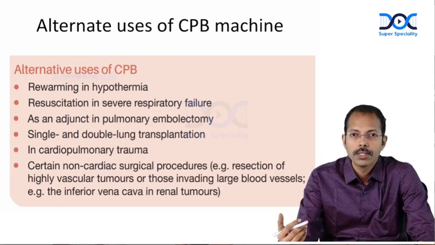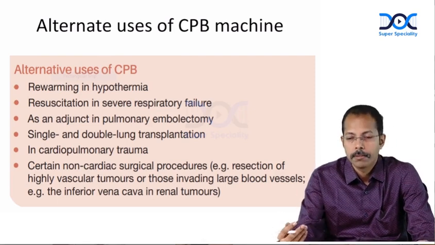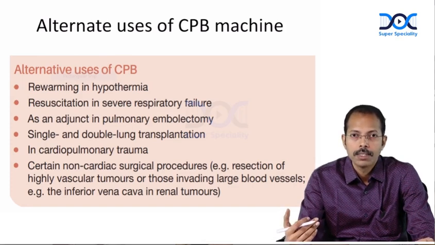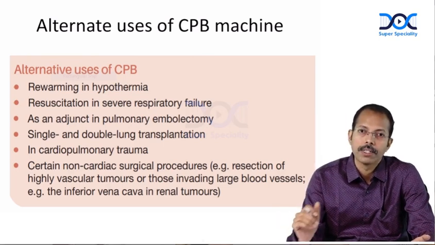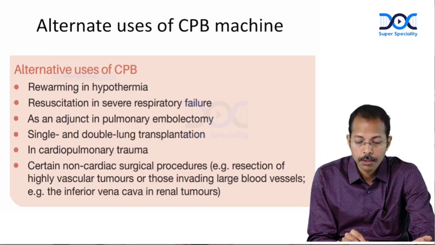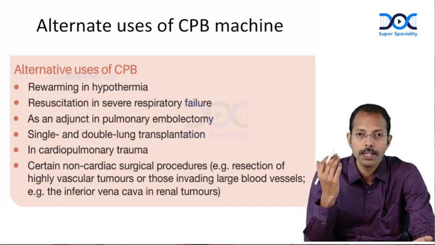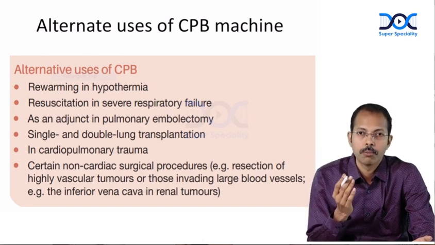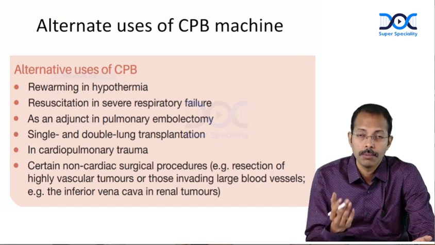So during procedures like pulmonary endarterectomy and pulmonary embolectomy, the use of the heart-lung machine will be very, very helpful, right, because oxygenation will be well maintained with the help of the heart-lung machine. Then during single and double lung transplantation it will be very useful. In major cardiopulmonary trauma, the blood loss will be more. In those conditions, we can put the patient on the heart-lung machine to minimize the blood loss.